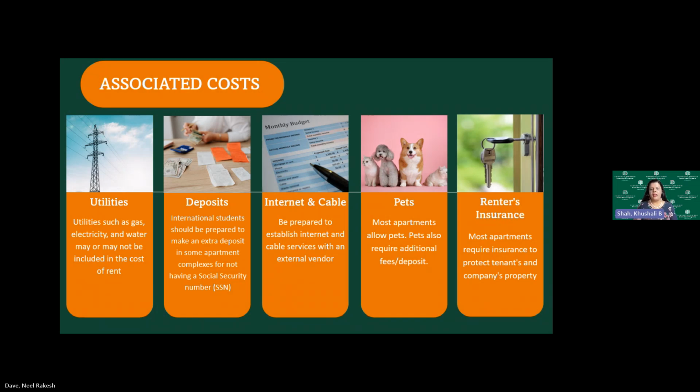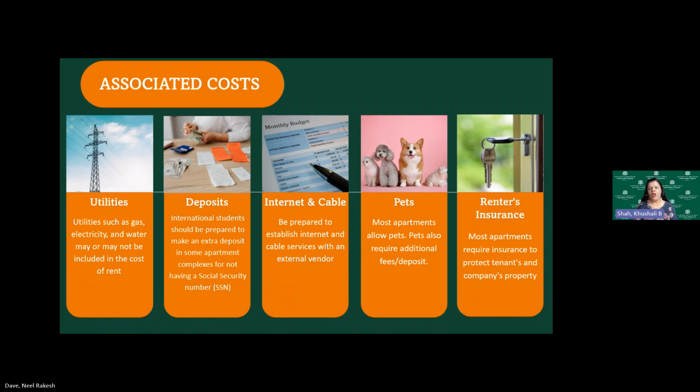All right, so that's for utilities. Next is deposits. So besides the monthly rent that you will pay, you may be asked to pay a security deposit when you're trying to rent an apartment. Along with your first month's rent, you may be asked to pay one month's rent as a security deposit, or it could be a fixed amount. Depending on the apartment complex that you're renting from, it will differ.